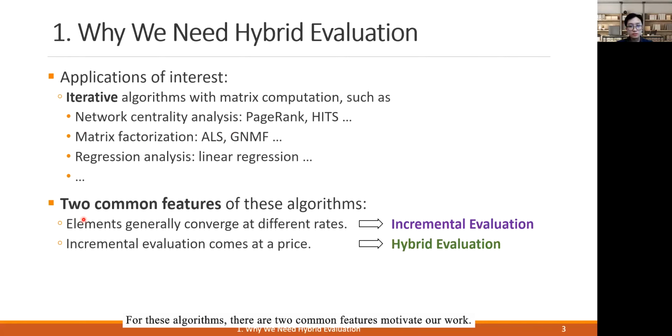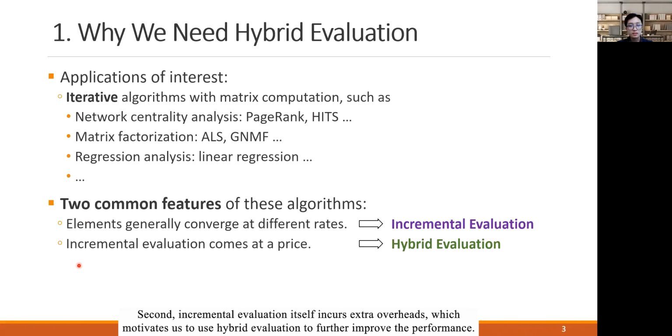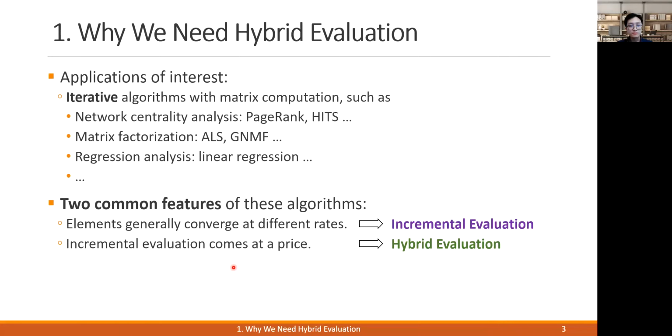For this algorithm, there are 2 common features that motivate our work. First, we observe that elements gradually converge at different rates, which motivates us to use incremental evaluation. Second, incremental evaluation itself incurs extra overhead, which motivates us to use hybrid evaluation to further improve the performance. Next, I will explain these features respectively.